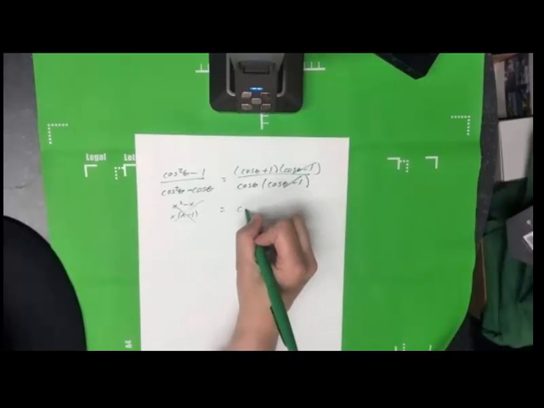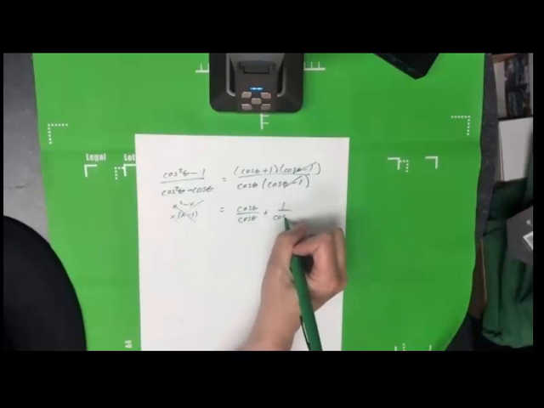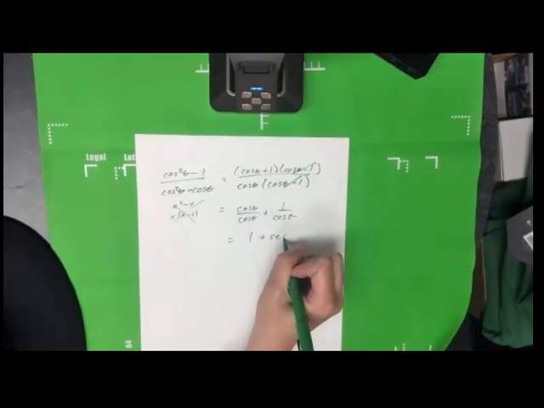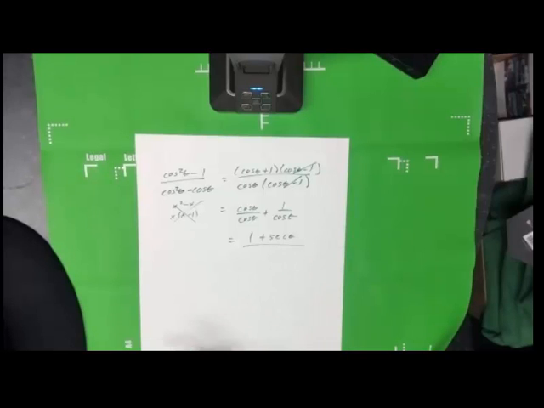Then I take this and split it up over the denominator. I got cosine over cosine plus 1 over cosine. And so I get 1 plus secant of theta. All right, so those are just some different tricks. Going through different algebra tricks, common denominator, factoring, you'll be doing some. And then a lot of times when you have some expression, writing everything in terms of sine and cosine.